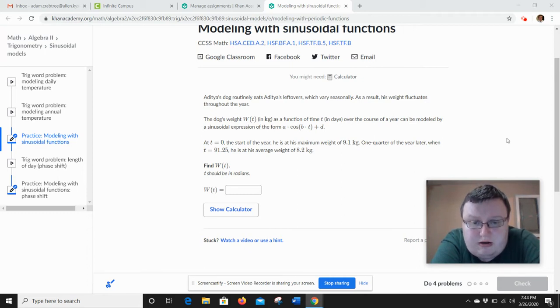At T equals 0, the start of the year, he is at his maximum weight of 9.1 kilograms. A quarter of the year later, when T equals 91.25, he is at his average weight of 8.2 kilograms. Find W of T, where T should be in radians.